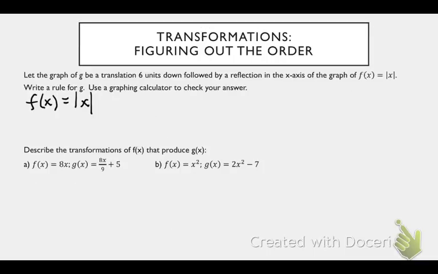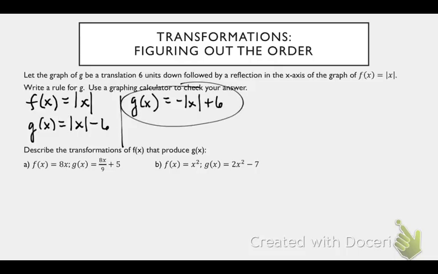Sometimes we have multiple transformations to do, and so we just need to follow the order. So this says, let the graph of g be a translation 6 units down, followed by a reflection in the x-axis of that. So the first thing we need to do is just to introduce that k value, so that to shift it 6 units down. And then the second thing we need to do is, for an x-axis reflection, we're going to make all of the output negative. So our absolute value becomes negative, as well as that k value at the end. It becomes the opposite sign.